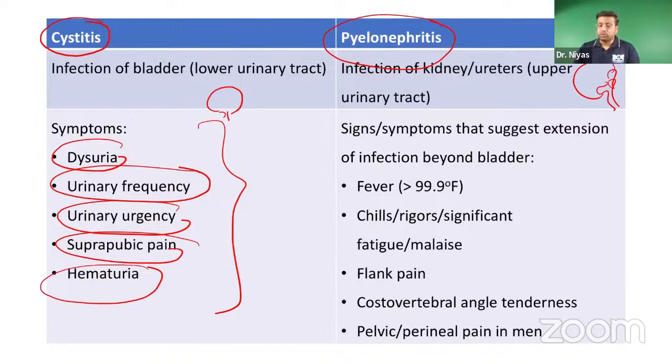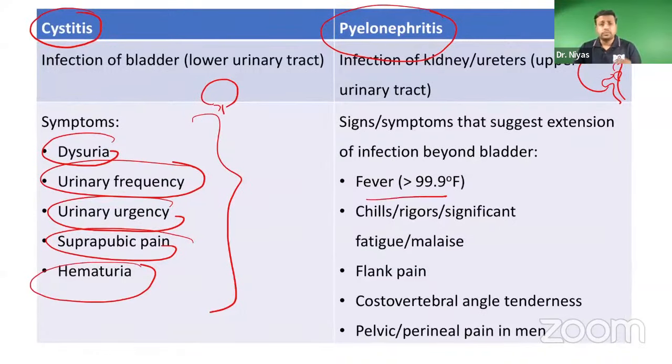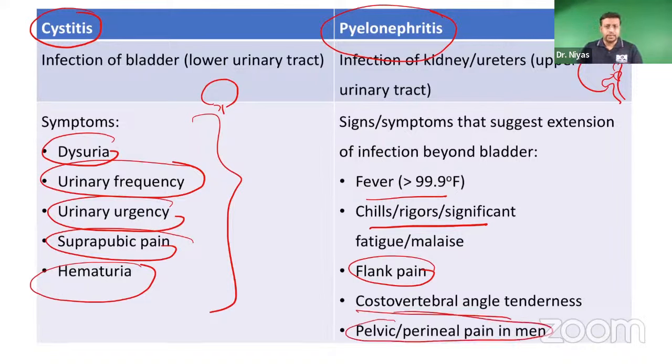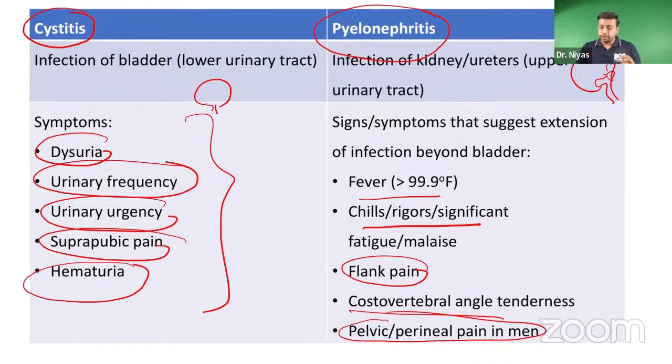On the other hand, patients with pyelonephritis, apart from the symptoms of cystitis, will also have features that suggest infection has extended beyond the urinary bladder, which include fever, chills, rigors, significant fatigue or malaise, and flank pain. On examination, you may find costovertebral angle tenderness, and you may also get pelvic or perineal pain in males. So that is pyelonephritis. If there is fever, flank pain, or costovertebral angle tenderness, you have to take it as pyelonephritis. If it is only lower urinary tract symptoms, you take it as cystitis. So this particular lady only had symptoms of cystitis.